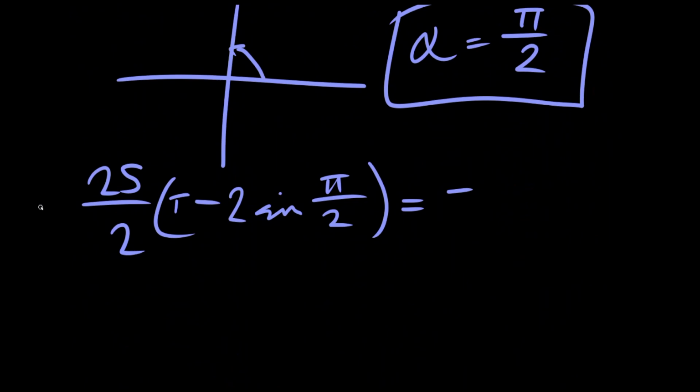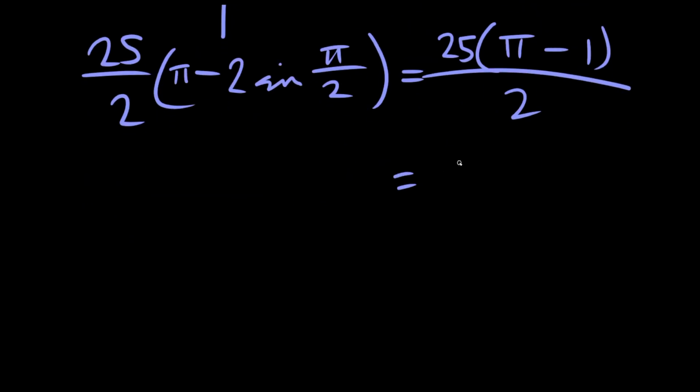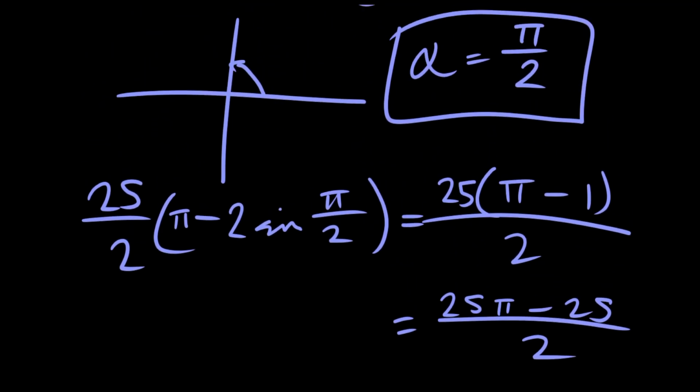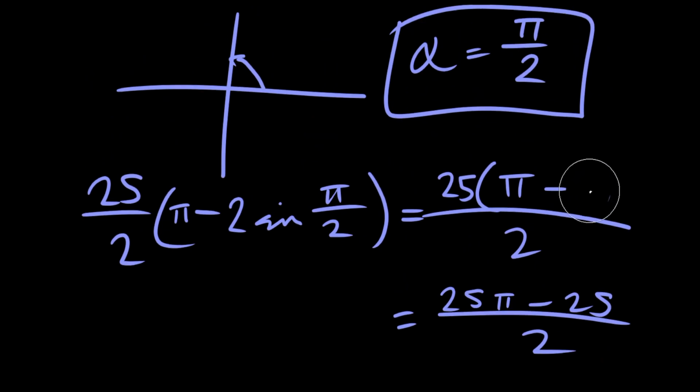So we'll get 25 times pi minus 1, all divided by 2. This is the same as 25 pi minus 25 over 2, which is a positive value. I got a negative value earlier. That kind of confused me. But, oh, sorry, this should be negative 2. So this value should be minus 50.